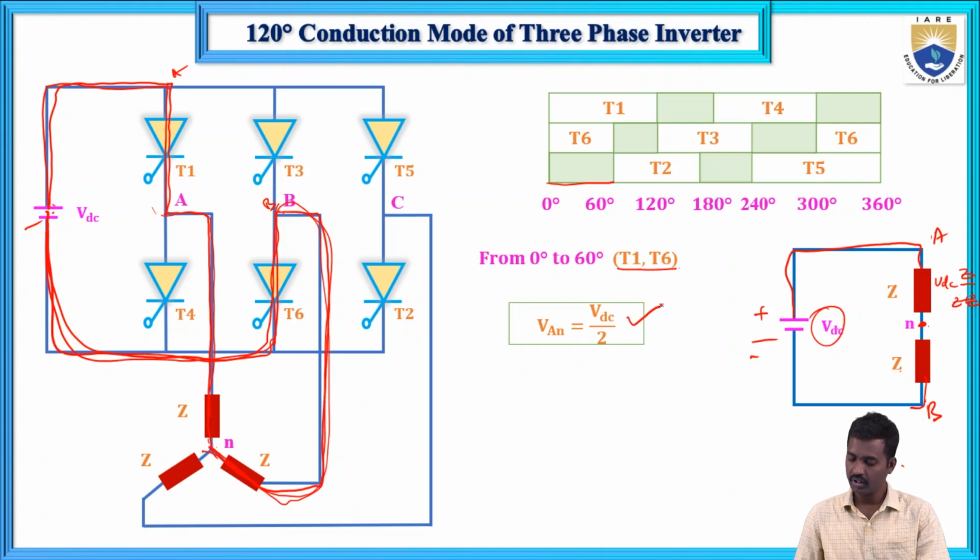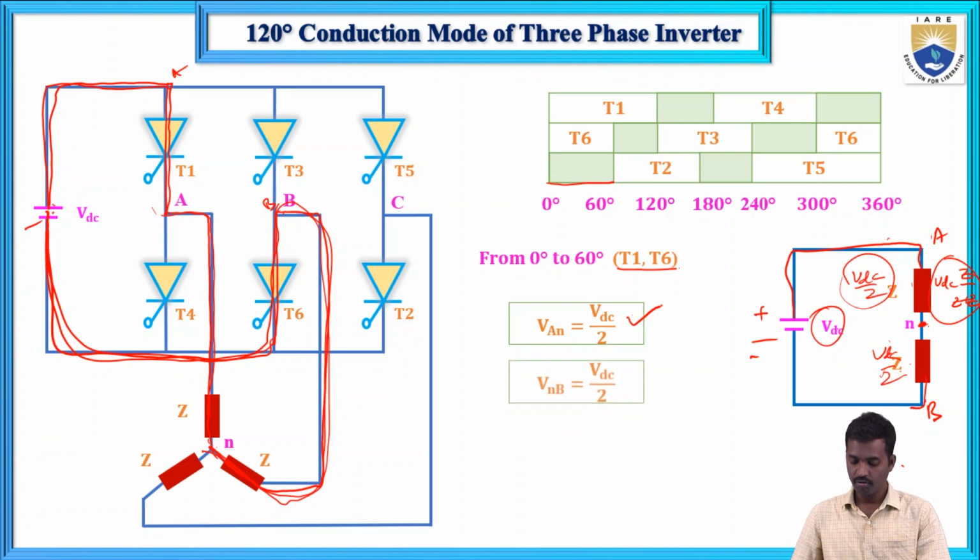Voltage division rule: supply voltage into same branch impedance divided by total impedance. Same branch impedance is Z and total impedance is Z plus Z. So that value is VDC by 2. And what about the VBN value? This is VDC by 2, and if it is VDC by 2, this value is also the same, VDC by 2.